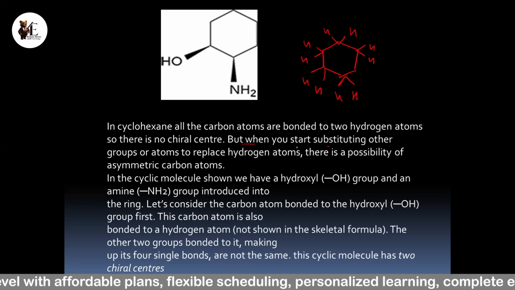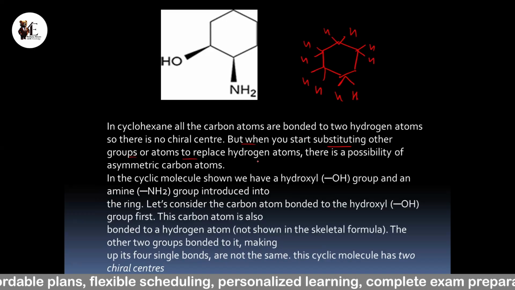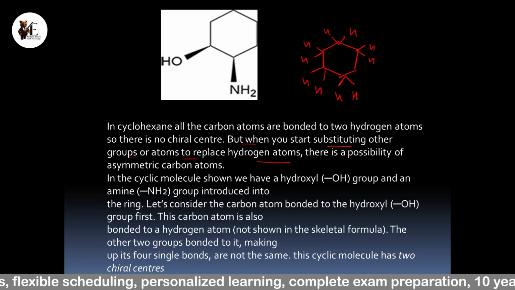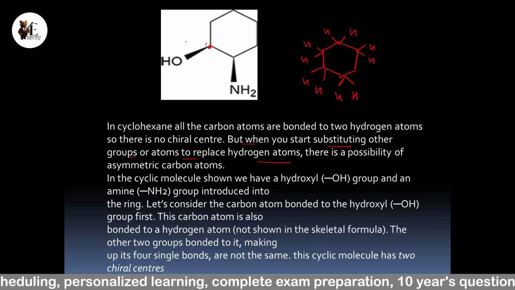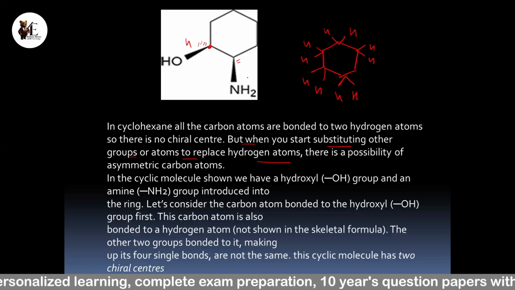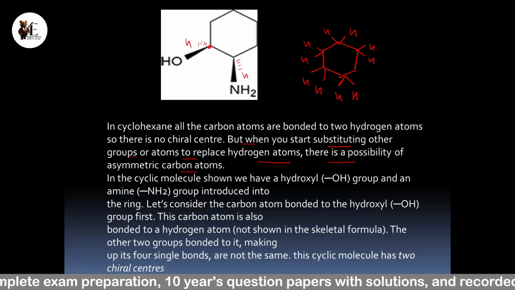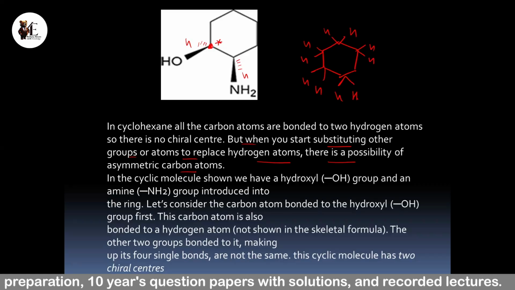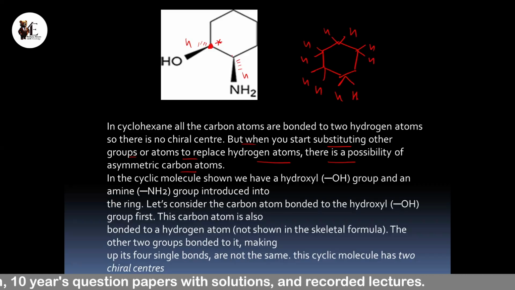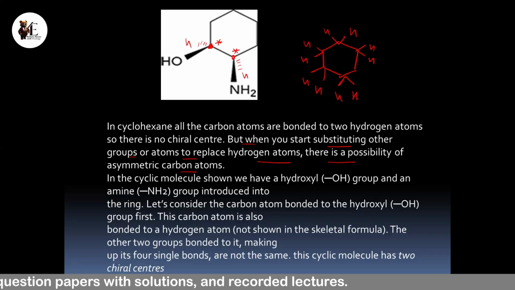But when you start substituting other groups or atoms to replace hydrogen atoms, when you substitute this hydrogen with an OH, and when you substitute this hydrogen with an NH2 group, then there is a possibility of an asymmetric carbon atom. This is also an asymmetric carbon atom, chiral carbon atom, because of four different groups attached to it. This is also an asymmetric carbon atom because of four different groups attached to it, right?